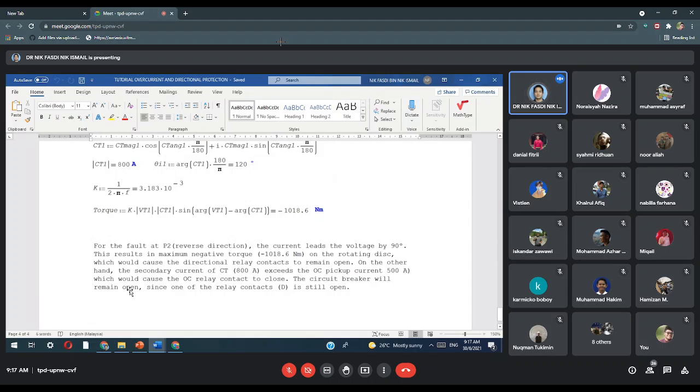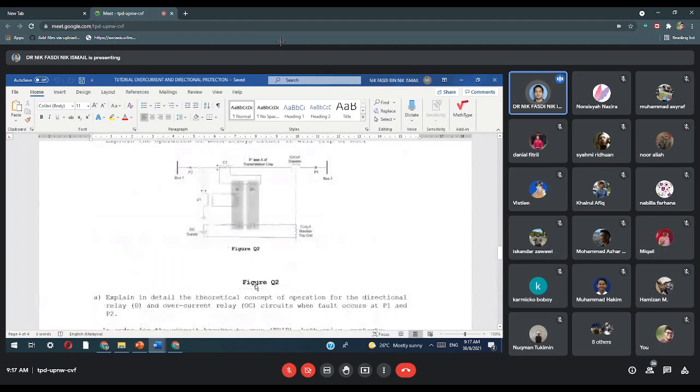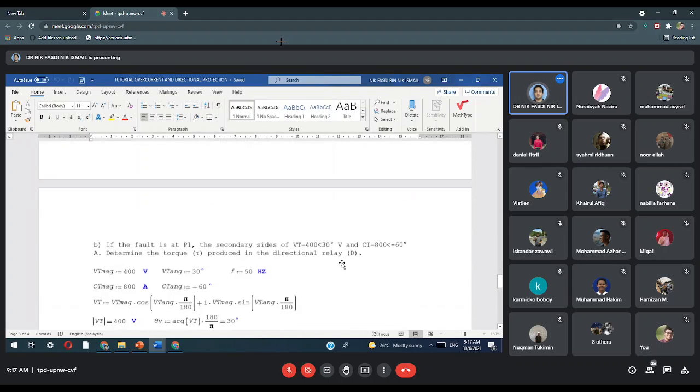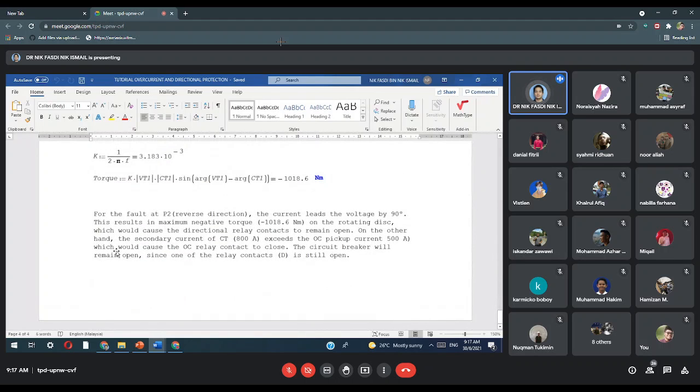Breaker takkan open lah. No, ni salah ni. Remain closed. Breaker ni dalam connection dia close, dia akan remain closed, dia tak akan open. So betulkan sikit lah dalam nota ni, it's not remain open, remain closed. Kalau open daripada awal dia open, tak boleh lah, fault dia dah clear. Since the relay B, contact relay still open.